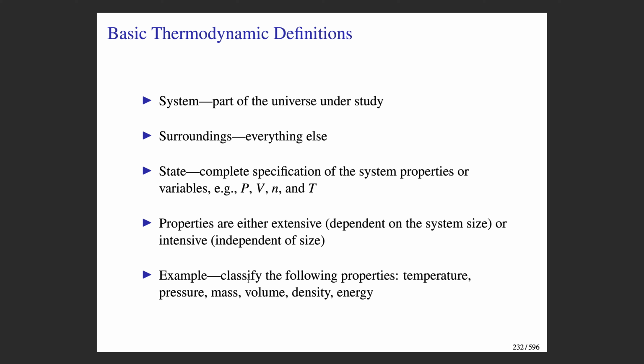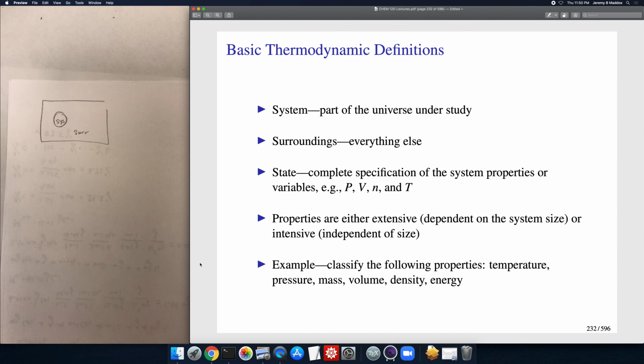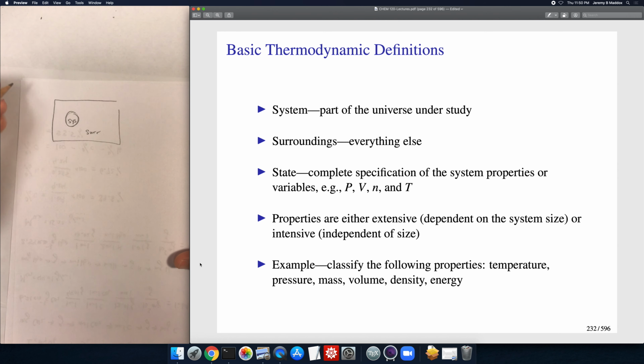These different variables can be characterized as either extensive, which means that they depend upon the size of the system, or intensive, that is, independent of the size of the system. I'm going to be using the terms extensive and intensive throughout the rest of the chapter, so I wanted to explain what I mean by these terms. We are going to try to classify all of these different properties as being either extensive or intensive. This is a little on-the-slide example that we're going to think about.